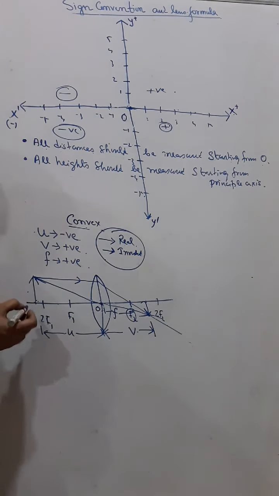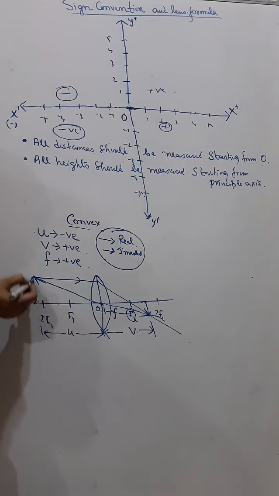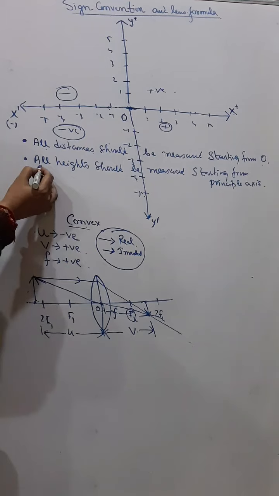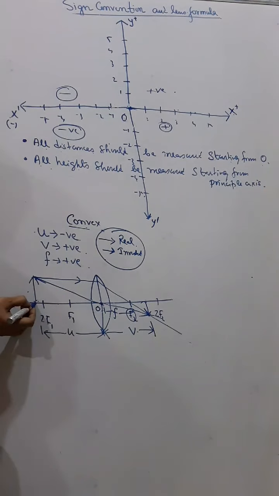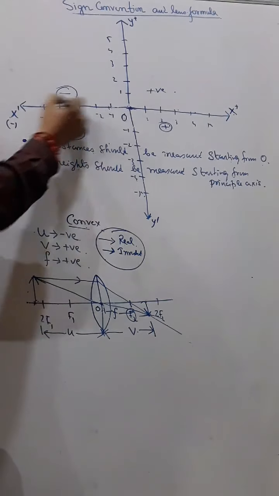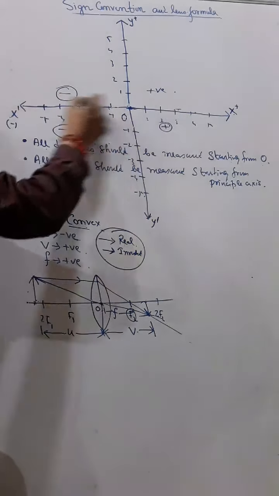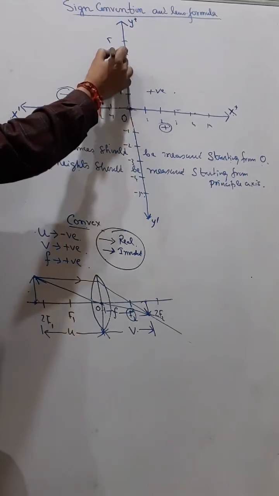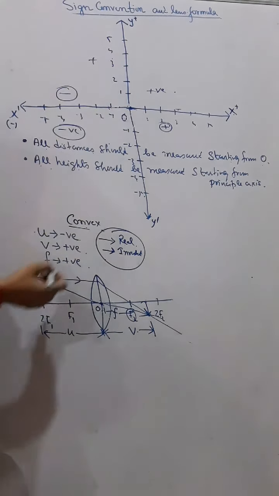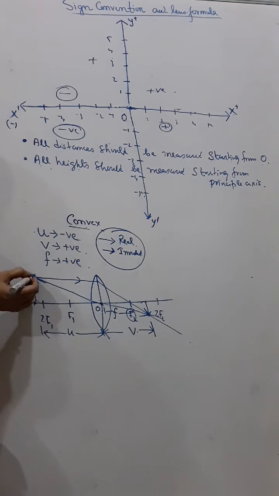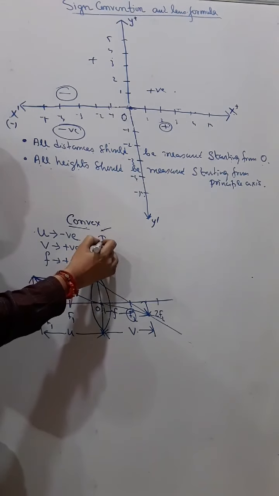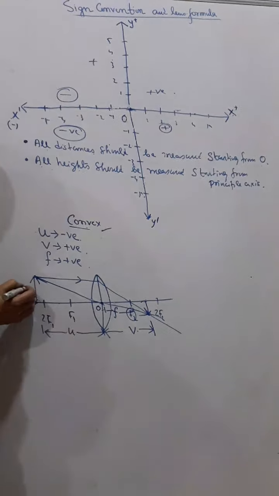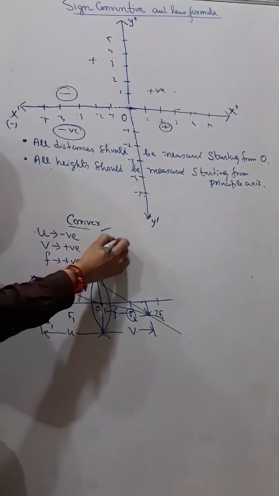Now size of the object. Now if you see, this is the size of the object, height of the object, and I have already told you all heights should be measured starting from principal axis. So this is the principal axis. Now if you measure the height from the principal axis, you go upward. You can imagine this as the x-axis, the principal axis. Now from the x-axis if you go upward, that means you are going towards positive. So that means this is positive. So this is the height of the object, O, which is positive.